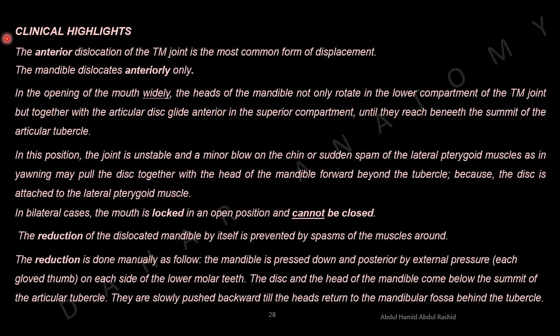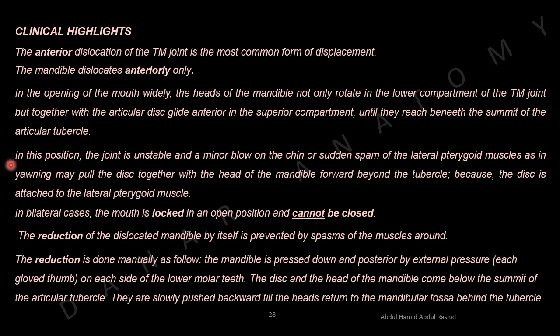Clinical highlights. The anterior dislocation of the temporomandibular joint is the most common form of displacement. The mandible dislocates anteriorly only. In opening of the mouth widely, the heads of the mandible not only rotate in the lower compartment of the TM joint, but together with the articular disc, glide anteriorly in the superior compartment until they reach beneath the summit of the articular tubercle.